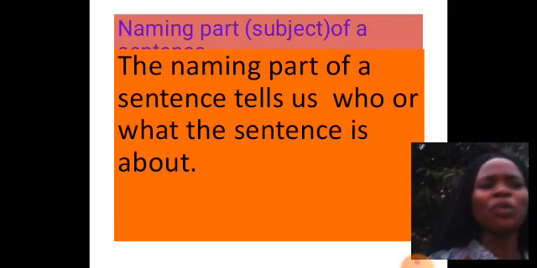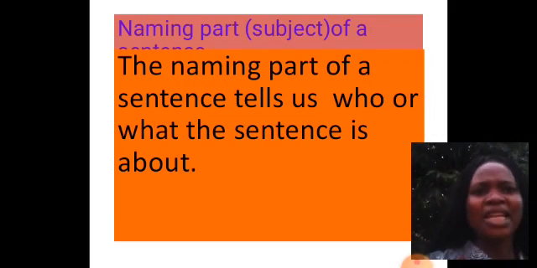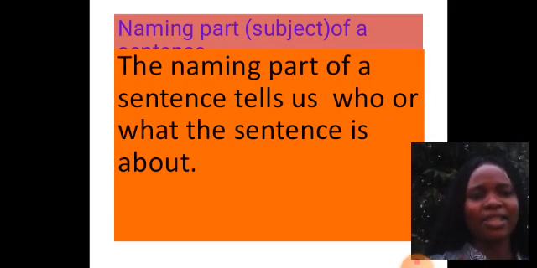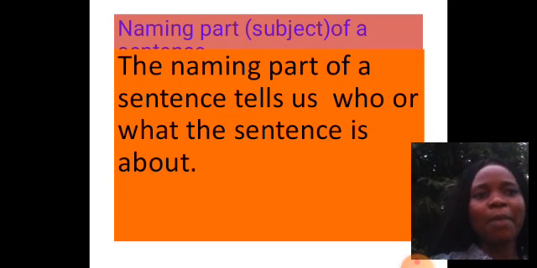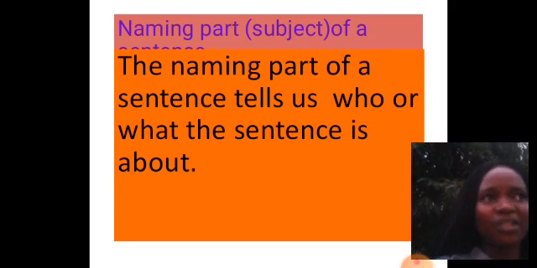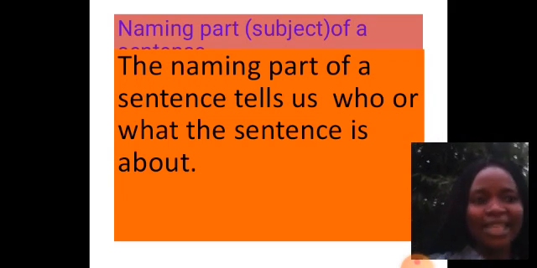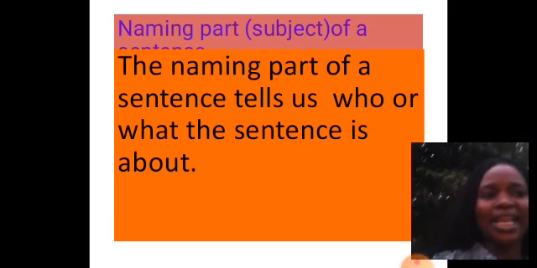All right, what do we understand by this naming part? The naming part of a sentence tells us who or what the sentence is about. When we are talking about the naming part, we are talking about the subject part of the sentence. The subject of the sentence tells us who or what the sentence is about. The subject will let you know who the sentence is talking about.